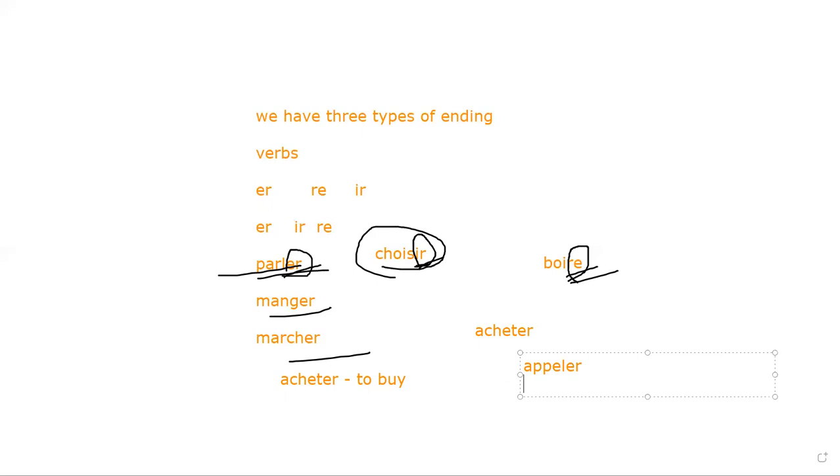Parler is to speak. Manger is to eat. Bache, read aloud. Choisir is to choose. Bache, read aloud. Can you read those verbs? Boire is to drink. So, bache, can we read aloud? Parler, manger, acheter, choisir. Bache, read aloud all the verbs. We have to speak aloud.